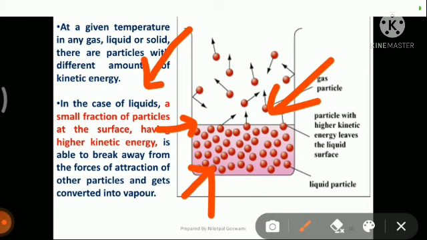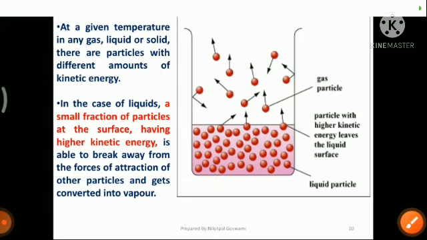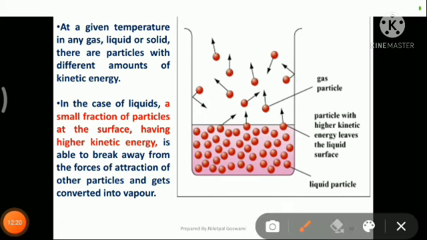Since they contain higher kinetic energy, they will be easily able to break the force of attraction. We have already discussed that between two particles we have a force of attraction. Since the particles at the top have higher kinetic energy, they can easily break the force of attraction between the two particles.